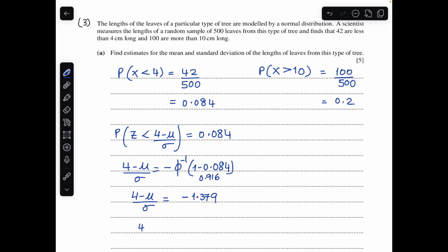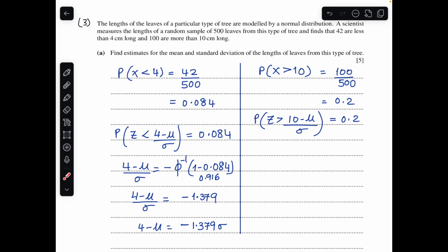So we can set up an equation. 4 minus mean is negative 1.379 sigma. Likewise, let us calculate for this one as well. So the probability of z-score greater than 10 minus mean over sigma is equal to 0.2. So here we have greater than and less than 0.5, so the z-score is going to be positive. So it is phi inverse of 0.2, which you cannot calculate, so you do 1 minus 0.2.